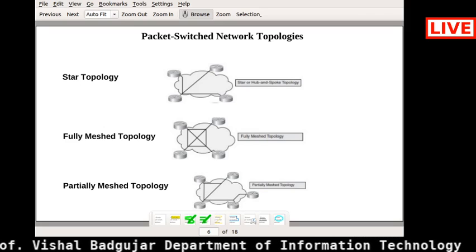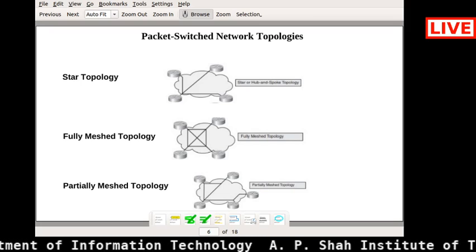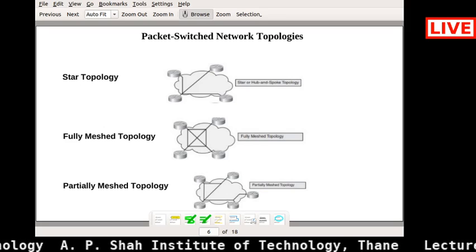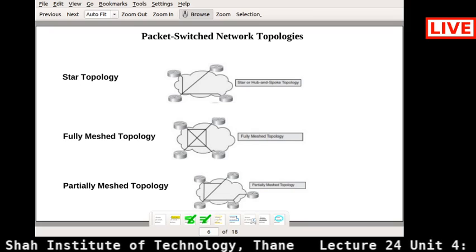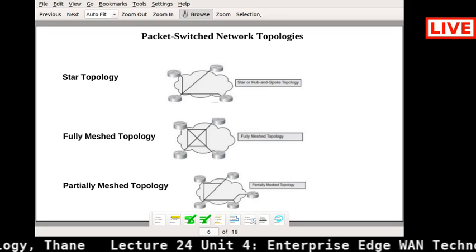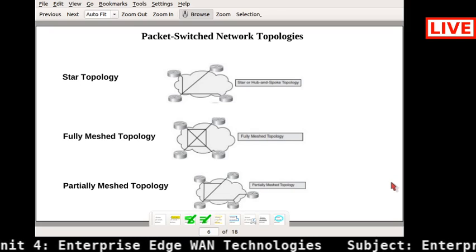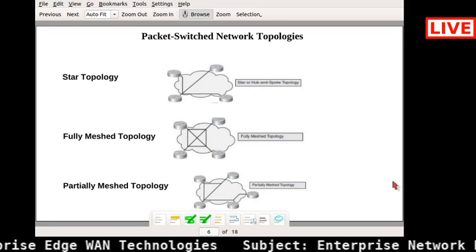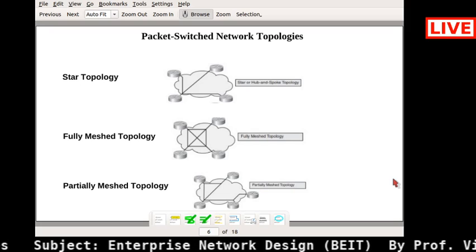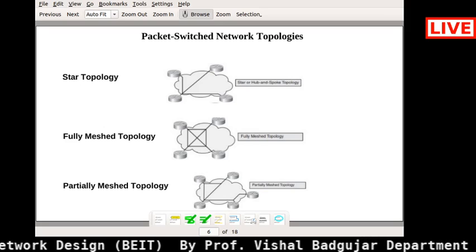So one for every connection in between the routers, the number of circuits is required, right? And there are some parameters to calculate how many circuits are required. And the second problem is the requirement for a large number of packet and broadcast replication, which will be required for the fully meshed topology.